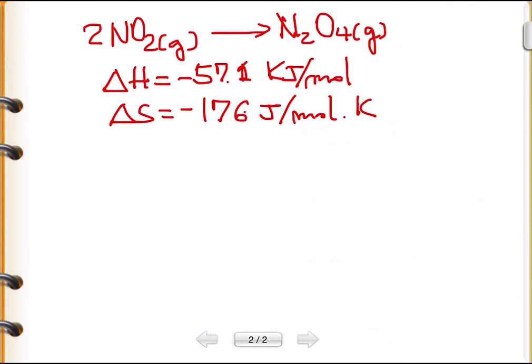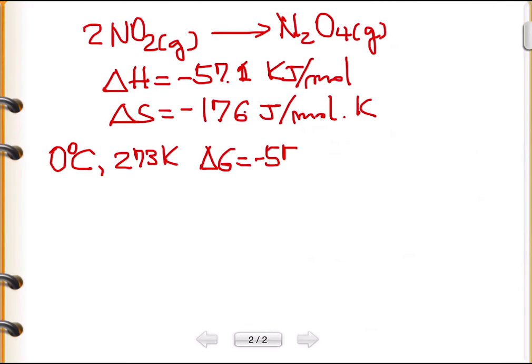For example, this reaction at let's say 0 degrees Celsius or 273 Kelvin, the delta G for this reaction is going to be what? It's going to be delta H, which is minus 57,100. Remember, you have to put everything in the same unit, right? Joules and joules. Minus T delta S. T is 273. And delta S is minus 176.